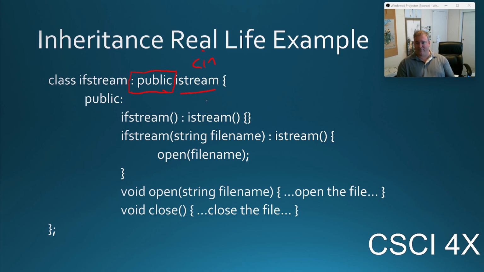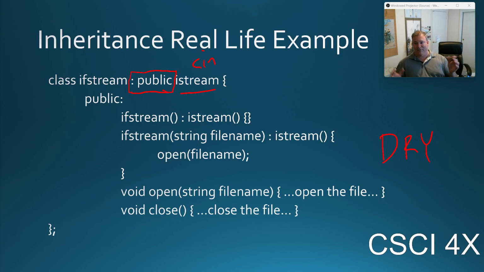public and then the name of the class you're inheriting from. What it does is it copies and pastes all of that code from iStream into ifstream for free. So you do not have to duplicate your work. You don't have to repeat yourself. This is what we call the DRY principle, which is the Don't Repeat Yourself principle, right?